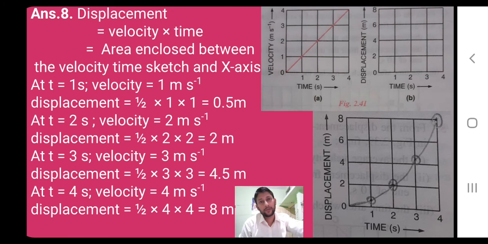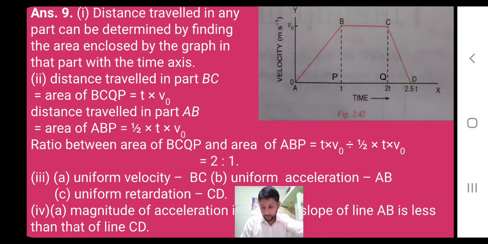Come to question number 9. Question number 9 says a figure is given and accordingly you have to find some answers. State how the distance traveled in any part is determined from this graph. So we know that in a velocity time graph, distance traveled in any part can be determined by finding the area enclosed by the graph in that part with the time axis.